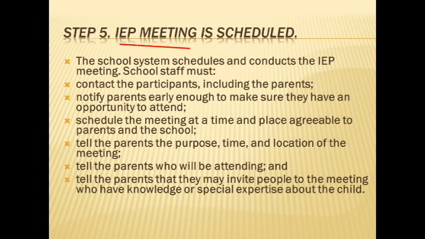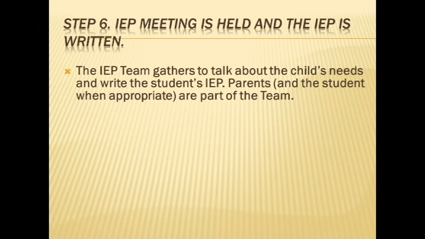Once an IEP meeting is scheduled, then a notice is sent out, and that's to notify the parents to let them know that they can attend, that it's at a time and place that's agreeable, and why we are having the meeting. The school tells the parents who will be attending, and that the parents may invite other people that know about the child. This is all in the notification of an IEP meeting. Then the IEP meeting is held and the IEP is written.